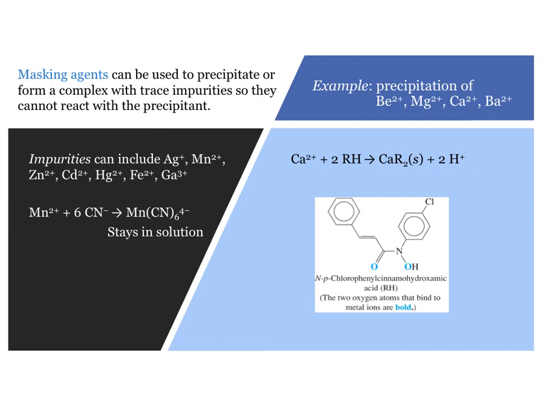Some impurities can be treated with a masking agent. For example, if we wanted to determine the concentration of beryllium, magnesium, calcium, or barium with N-parachlorophenylcinnamohydroxamic acid, which they usually just call RH for obvious reasons, we see that similar ions such as silver, manganese, zinc, cadmium will also react with RH. If we treat the solution with a significant amount of cyanide before adding the precipitating agent, cyanide will form soluble complexes with these interfering ions that keeps them in solution and keeps them from reacting with our precipitating agent.